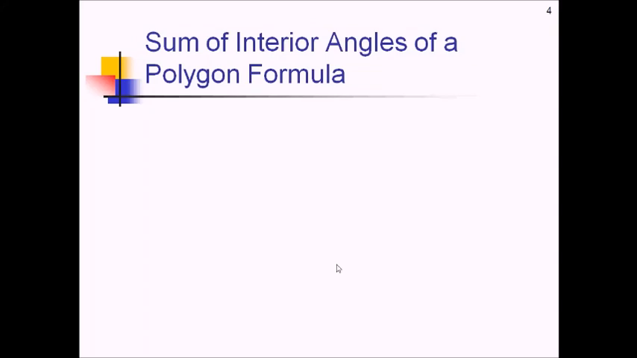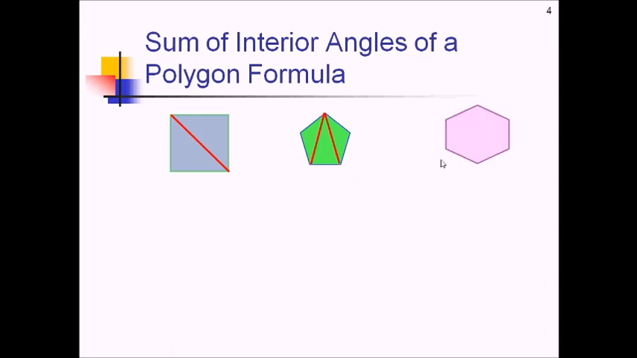Now for some new material. Let's turn our attention to the sum of the interior angles of a polygon formula. So let's say we have some polygon, a square obviously, and we chop it into triangles with diagonals. And let's say we have a pentagon and we do the same thing. And let's say we do the same thing with a hexagon, and we could keep doing this. The point is, how many triangles are we able to chop these shapes into?